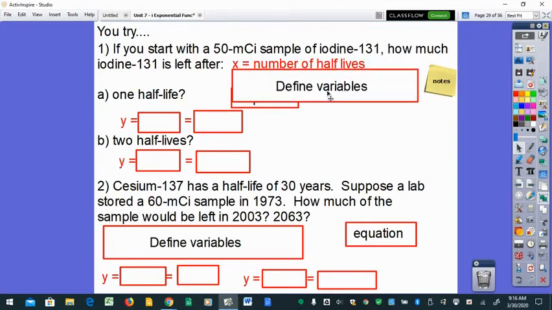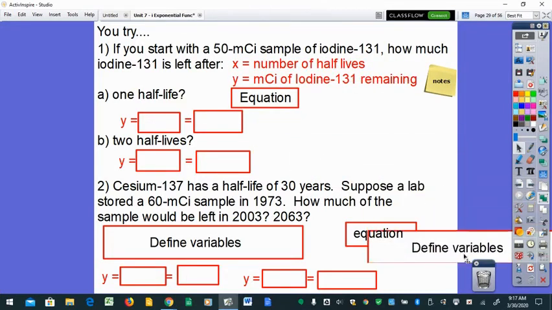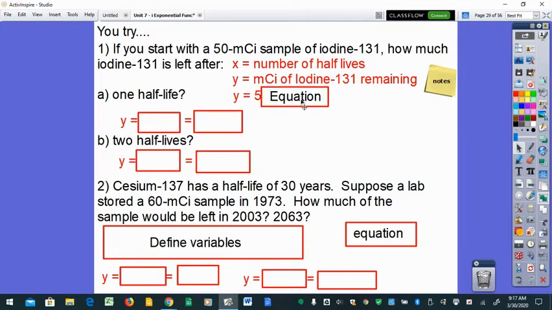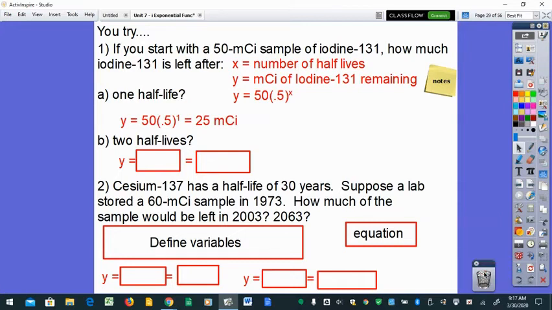So x, again, would be the number of half-lives, and y is going to be the amount of millicuries of iodine-131 remaining. The equation is going to be y equals your start amount, which in this case was 50, times the 0.5 for your decay factor raised to the x. So they made it easy on you here because they told you what the x was. They said it was going to be 1 half-life. So you're just going to take 50 times 0.5. Don't really need to raise it to the 1 because that is 0.5. And you should see there's 25 millicuries left, which makes sense. 1 half-life would cut that in half. So it goes from 50 to 25.